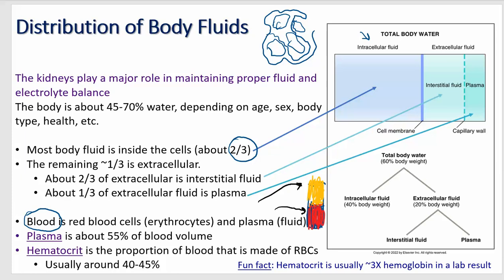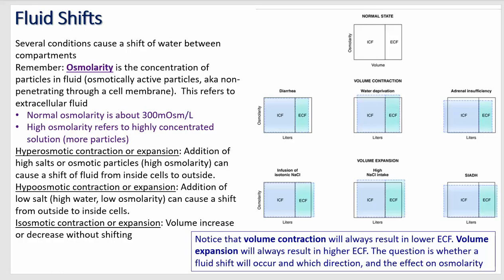And I put a fun fact down here. Hematocrit is usually about 3 times hemoglobin. So when you look at hemoglobin results, and you see that the hemoglobin is, I don't know, let's make it easy on ourselves and say it's 15, then you can expect a hematocrit of 45%. Okay. A hemoglobin of 15 is a pretty high hemoglobin. Okay.